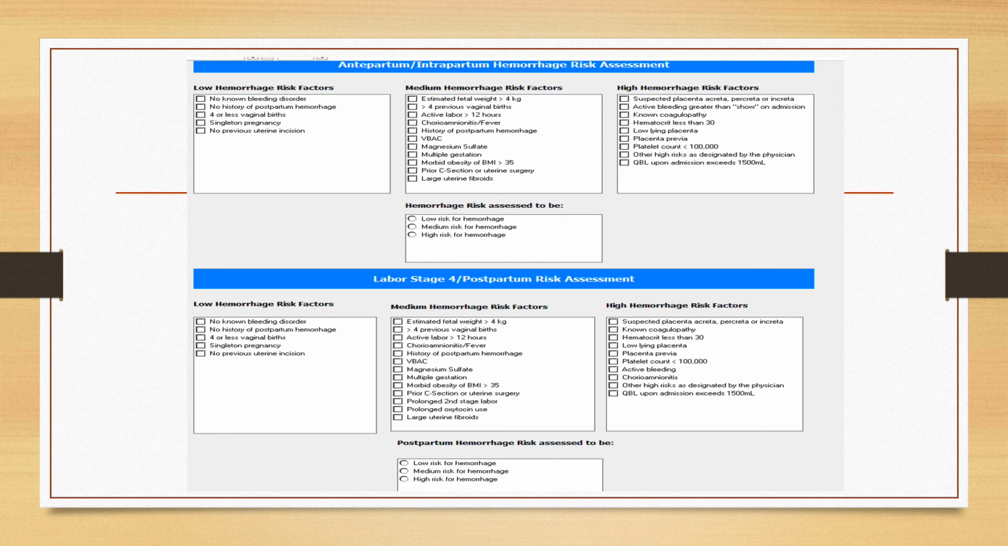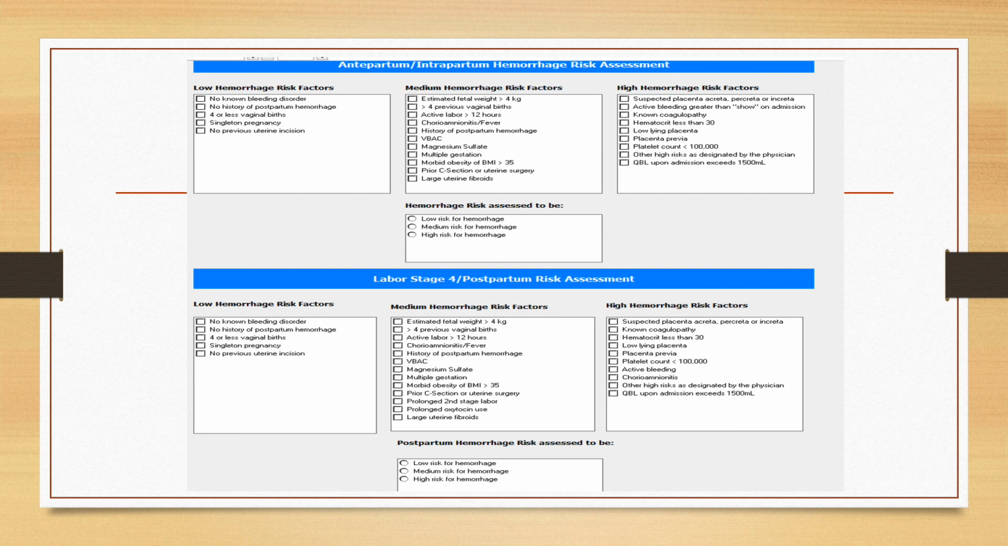And I know that most of you, at least those of you in L&D and in OB, are familiar with this. This is where we assess whether they are low, medium, or high hemorrhage risk, right? We need to make sure that this is completed upon admission to our hospital, to our units, even if it's just for triage, okay? Because a triage patient may become an admitted patient. Therefore, this needs to be completed. And this is done at the very, very beginning, right?